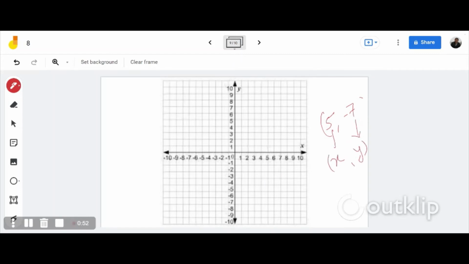Always remember, I have told you x and y has to be this one. So 5, where is the 5? You can see this 5 is out here. And where is minus 7? Minus 7 is on the y axis. So y axis minus 7 is here.